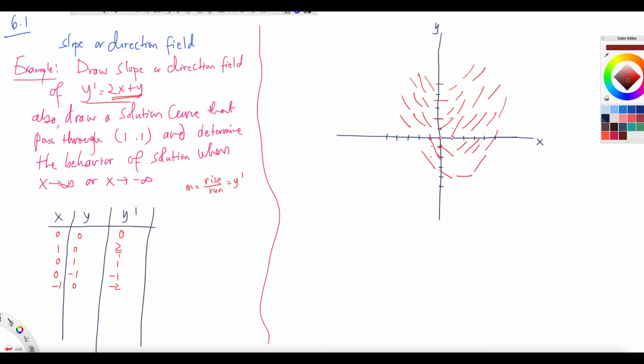Now if you want to draw a line segment that goes through 1, 1, where is 1, 1? That's 1, 1. That is the line segment that passes through 1, 1. If you do that, how would that look?